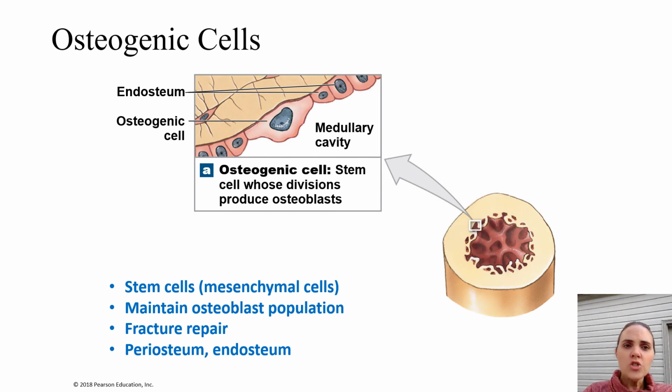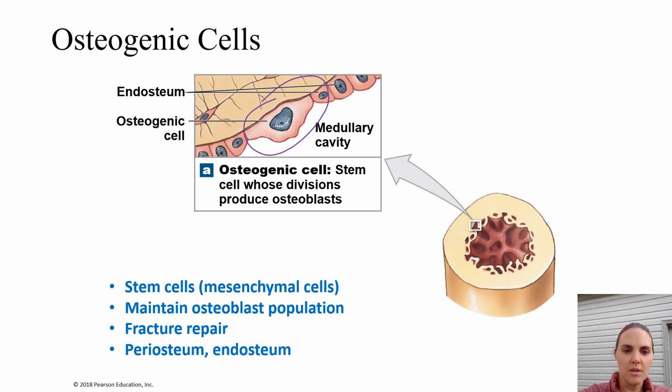So our osteogenic cells, which you can see here, our osteogenic cells, or osteoprogenitor cells, are stem cells. Specifically, they're mesenchymal cells that divide to produce osteoblasts. And we find these in the inner cellular layer of the periosteum and in the endosteum, which lines the medullary cavity.